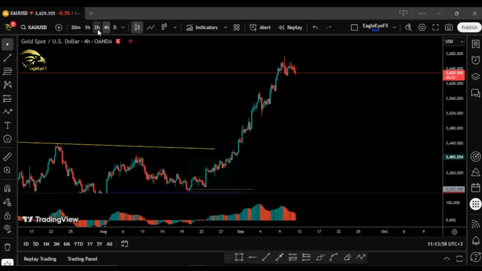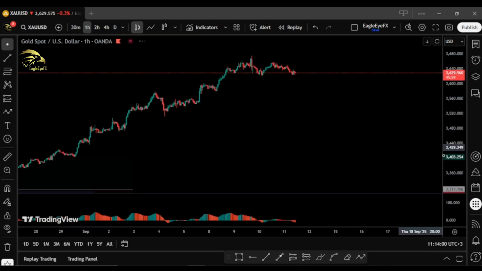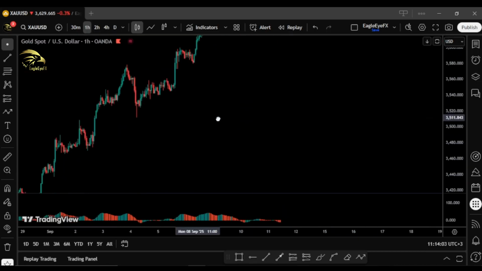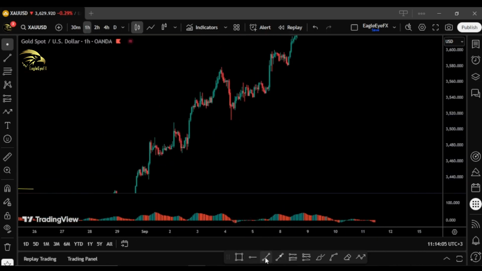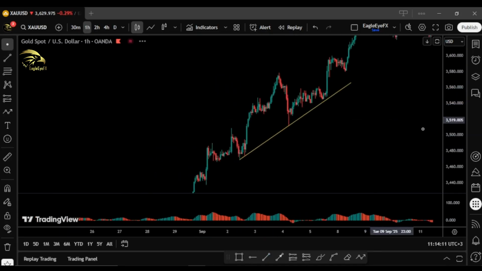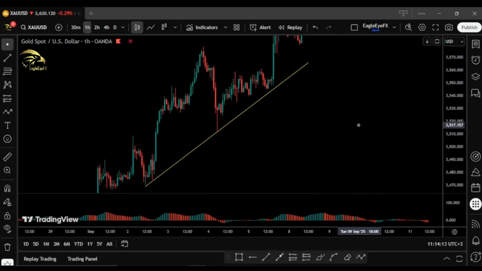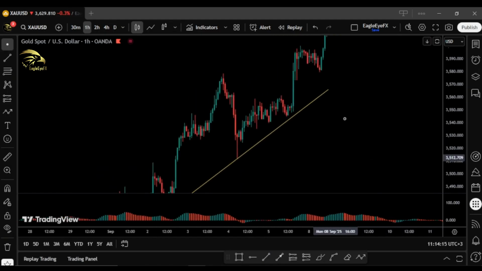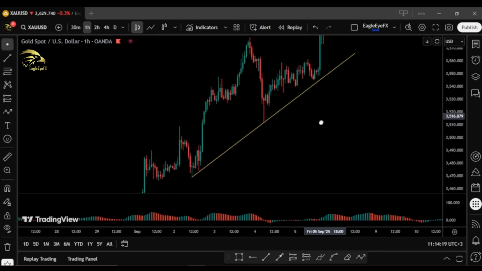So let's see if you go further down, maybe to the 1-hour time frame. What do you see here? So definitely you can see that we are on an uptrend. Look at something like this. This was an uptrend. So of course we will not be looking for selling opportunities in such a market, because you can see the trend is an uptrend.